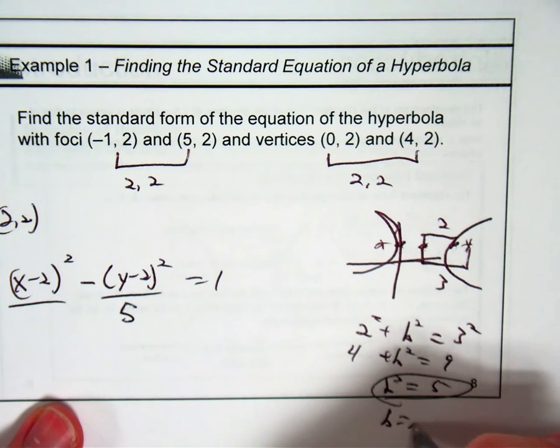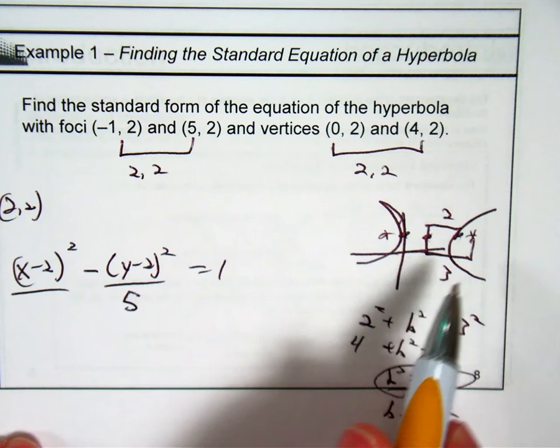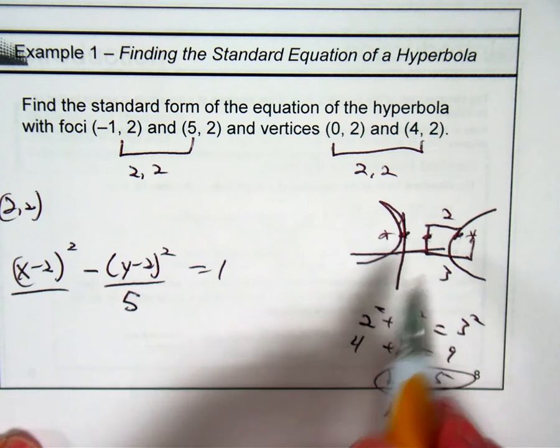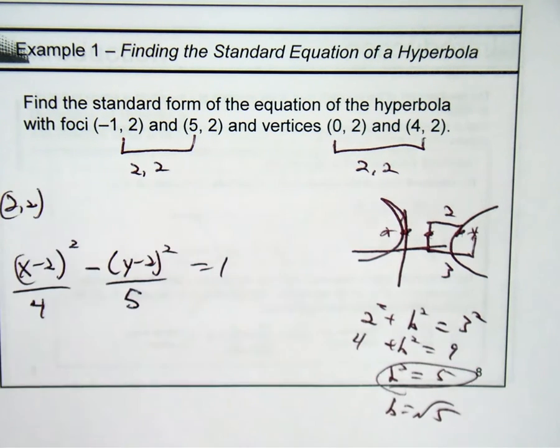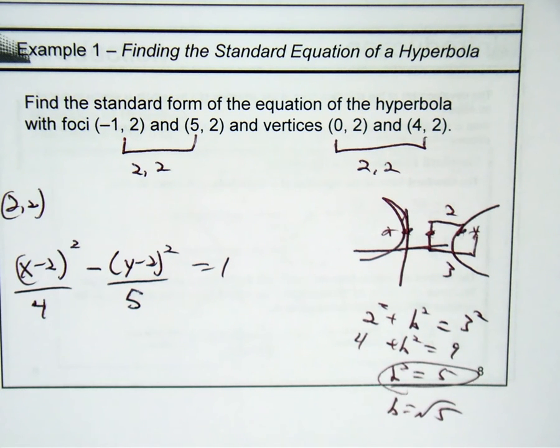But if you wanted to do that, you could. And then we had that 2, so 2 squared would be 4 under our x. And there it is, x minus 2 squared over 4 minus y minus 2 squared over 5. We have the x minus 2 squared over 4 and the y minus 2 squared over 5.